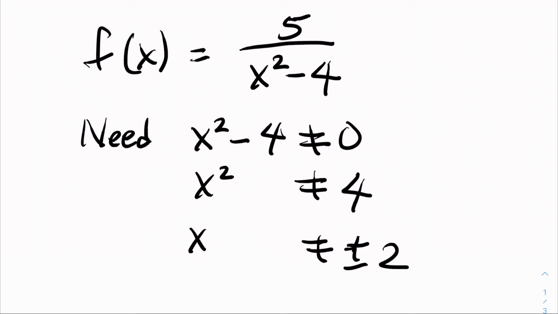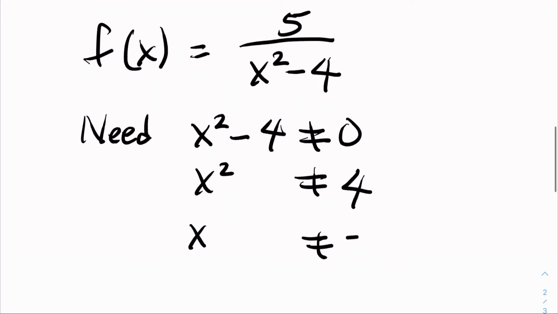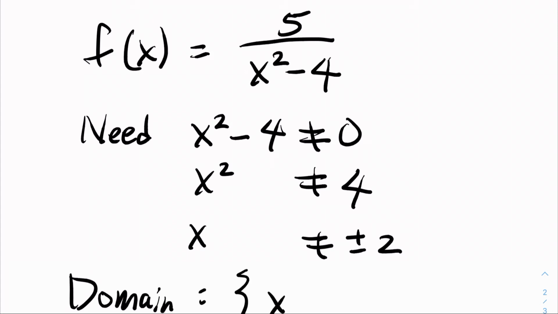So the final answer for domain is x can be any number except for positive 2 and for negative 2. It can be everything else, from negative infinity to positive infinity. Again, this is the short way to write it: x cannot equal positive and negative 2. And this is, I guess, the proper way to write it using set theory.